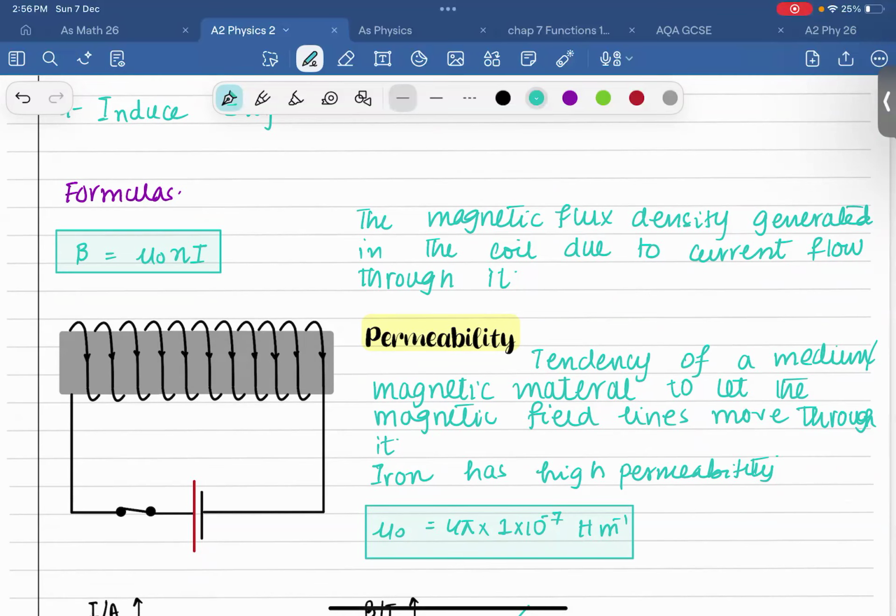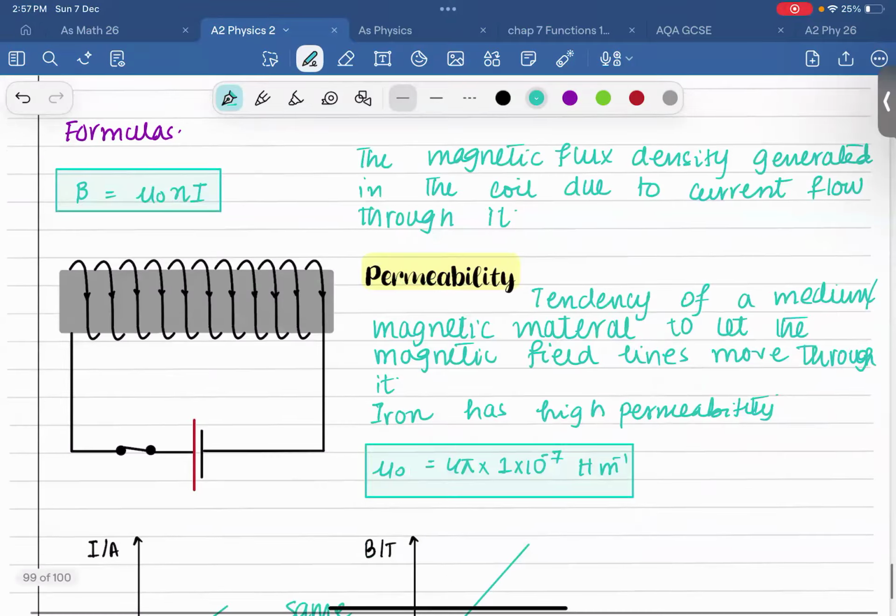It's basically Henry per meter. Again, the unit is not required. You don't need to remember it. They'll give you in the exam. By the way, it is Henry per meter. Anything related to permeability is not required. They'll give you everything in the exam, if they want you to figure out the value or whatever.